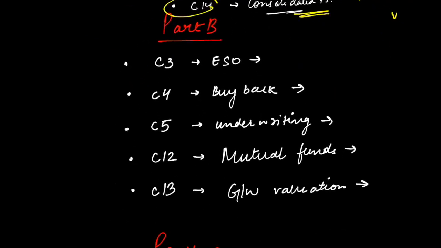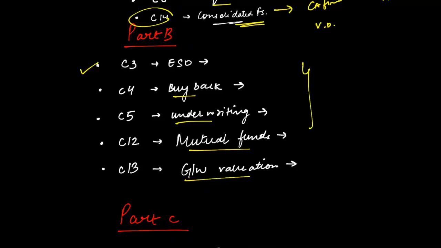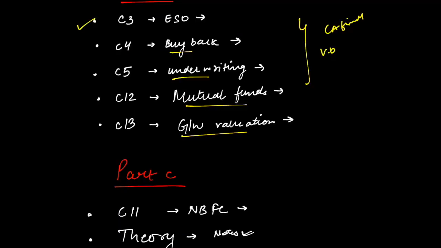Moving on to part B. Part B has chapter number 3, that is ESOP or employee stock option, buyback, underwriting, mutual funds, goodwill valuation. Some of the topics, again, they have been picked from the CA final syllabus. However, you cannot expect a very difficult question from these topics, but the difficulty level of the question will be moderate. The interesting part about this topic is that it's easy yet scoring. So don't you think of missing out on any of these topics. Any of the topics would come, it would be super easy and it would be scoring, so that you will get full marks.